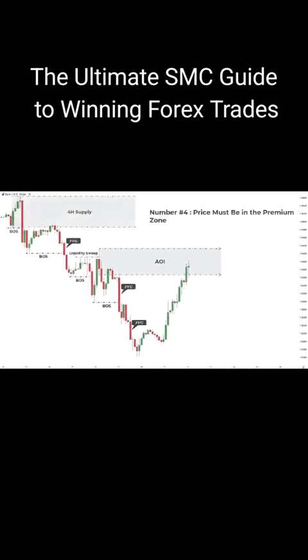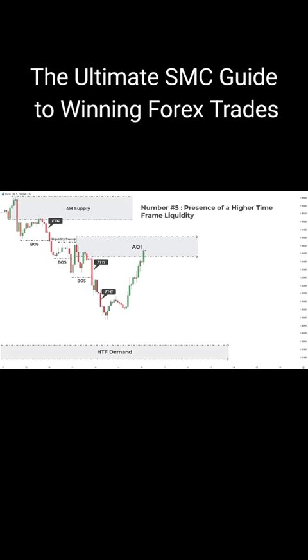Number 4. Price must be in the premium zone. To take a sell position, the price should be in the premium zone, which means above 50% of a Fibonacci retracement. Looking at this setup, the price is definitely in that premium area, making it a favorable spot to go short. On the flip side, if you're considering a long position, the price must be in the discount zone, which is below 50% of the retracement level.